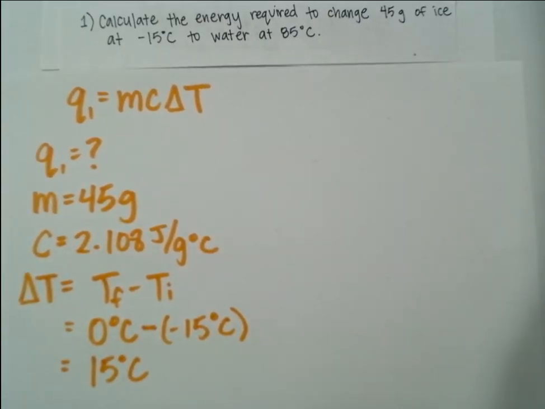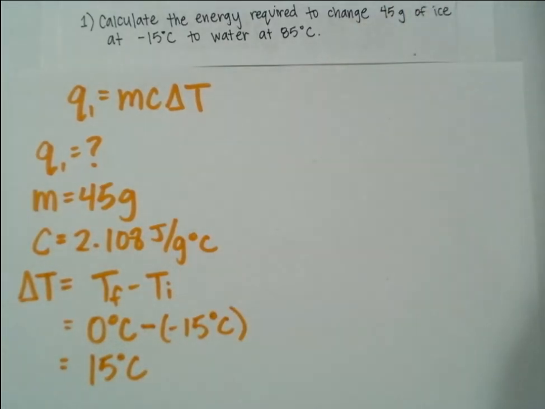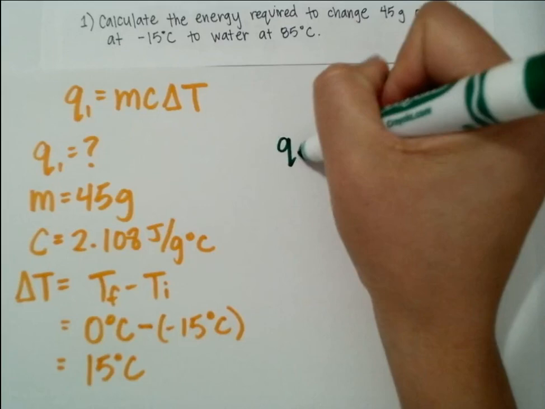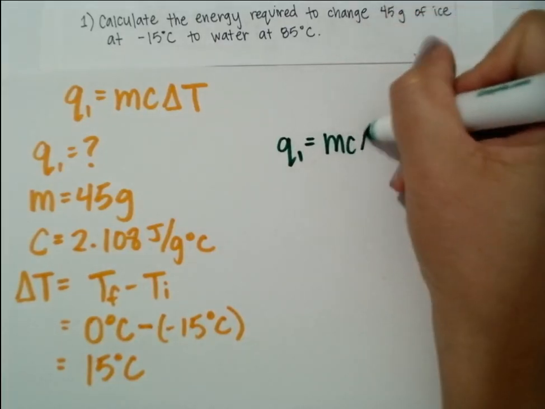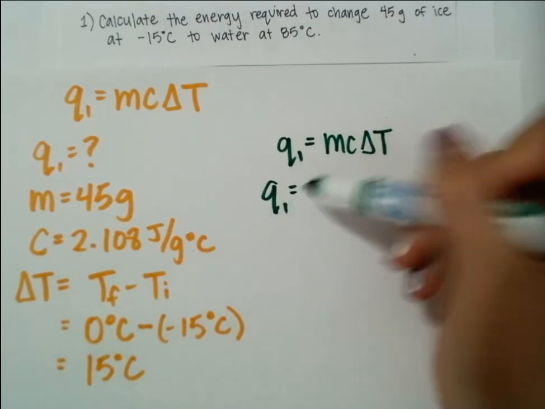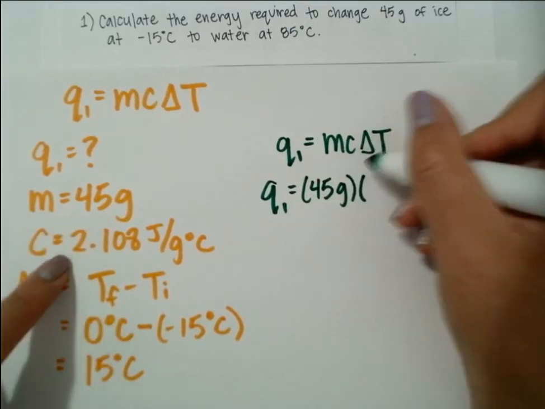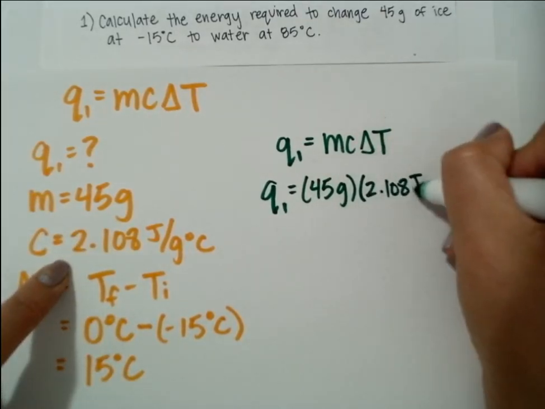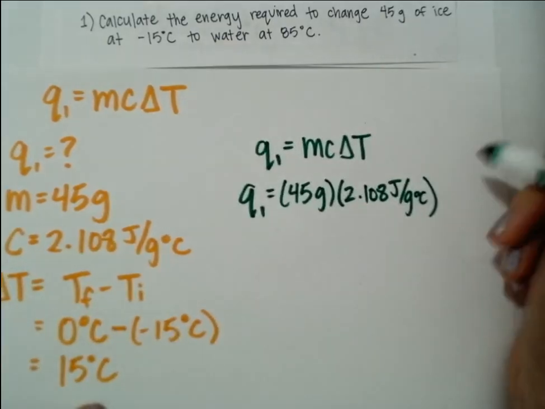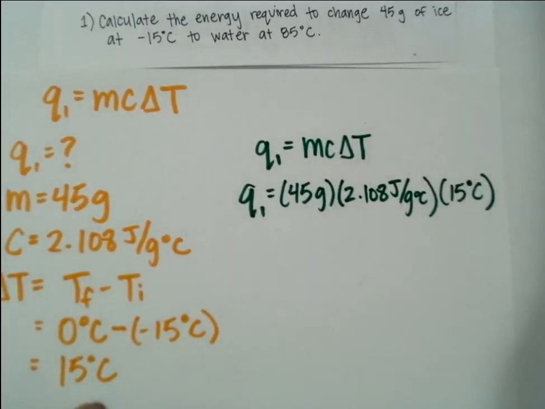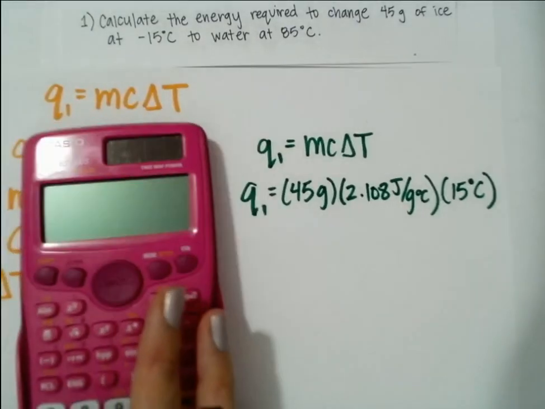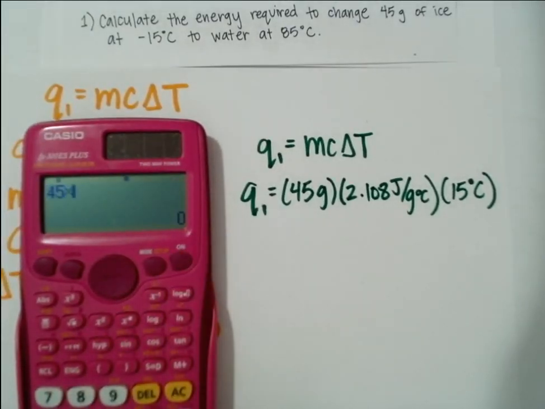Okay, so let's plug these numbers in. So Q1 is equal to MC delta T. Q1 equals M, which is 45 grams, times C, which is 2.108, and delta T is 15 degrees Celsius. So let's plug that in. 45 times 2.108 times 15.